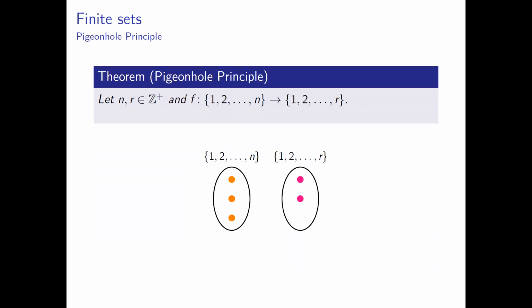We now state the pigeonhole principle. Let n and r be positive integers, and let f be a function from the set of integers from 1 to n to the set of integers from 1 to r. If n is greater than r, then the function f is not 1 to 1. That is, there must exist two different integers in the domain which have the same image. We will postpone the proof of the pigeonhole principle to the next video.